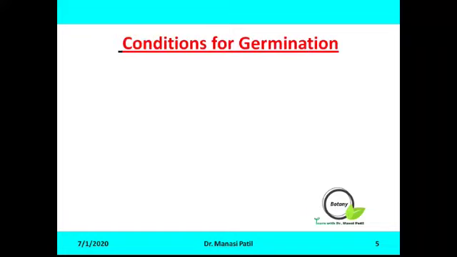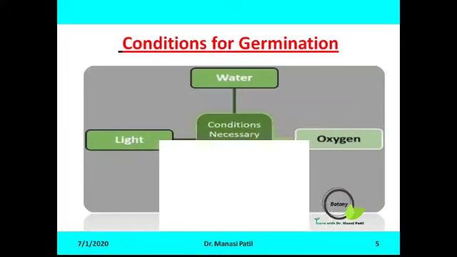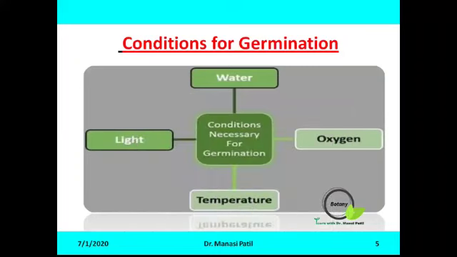Next point, conditions for germination. For successful germination of seed, various conditions are essential. Out of these, the four most important conditions are: first, water; second, oxygen; third, temperature; and fourth, light. Let us study these conditions one by one.